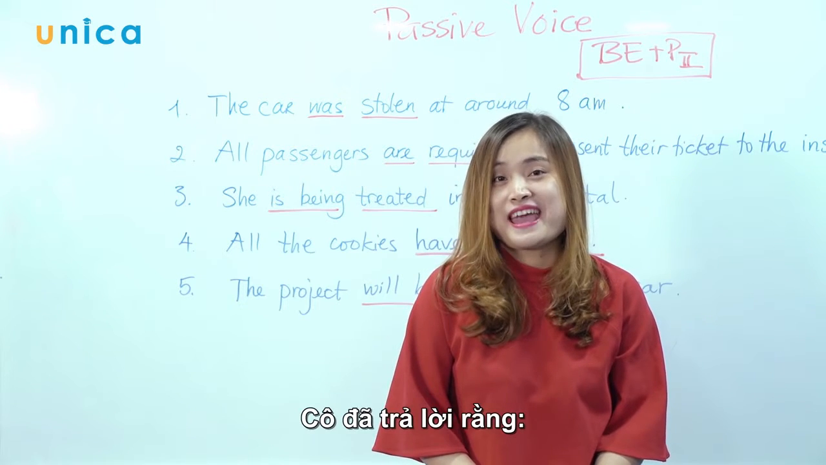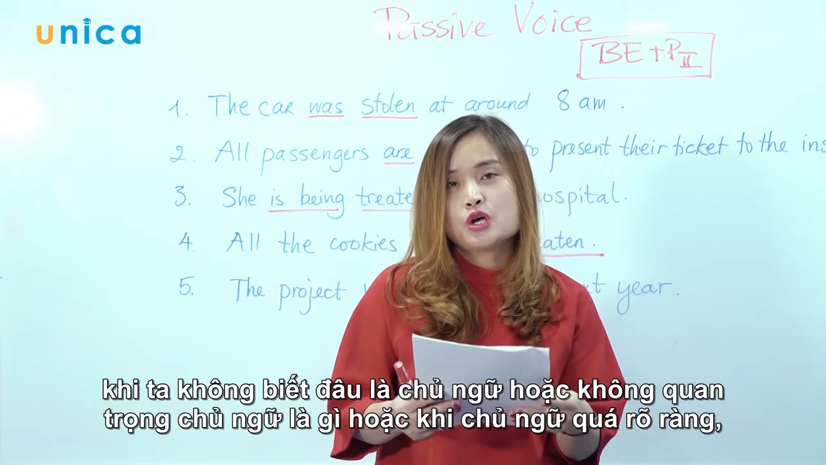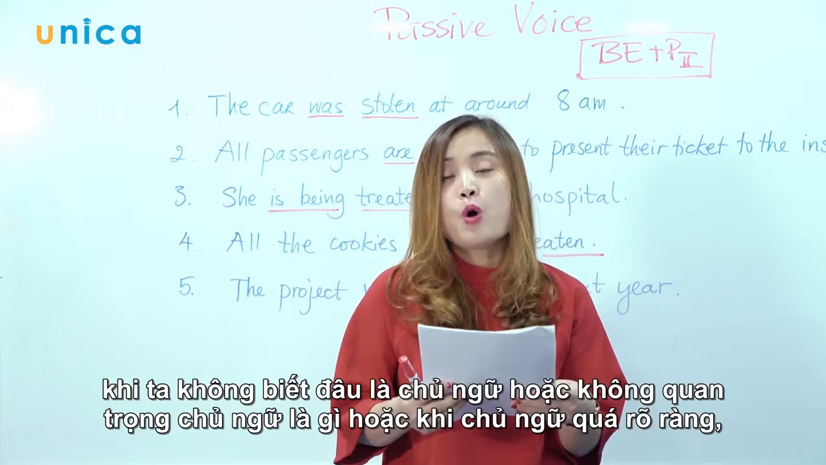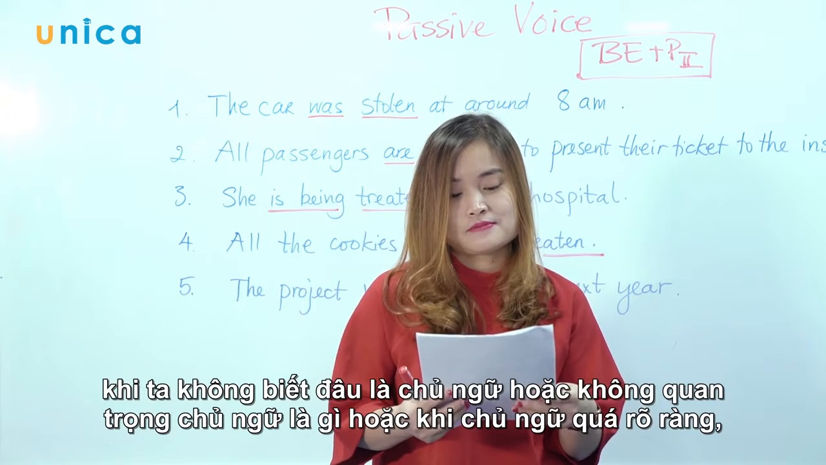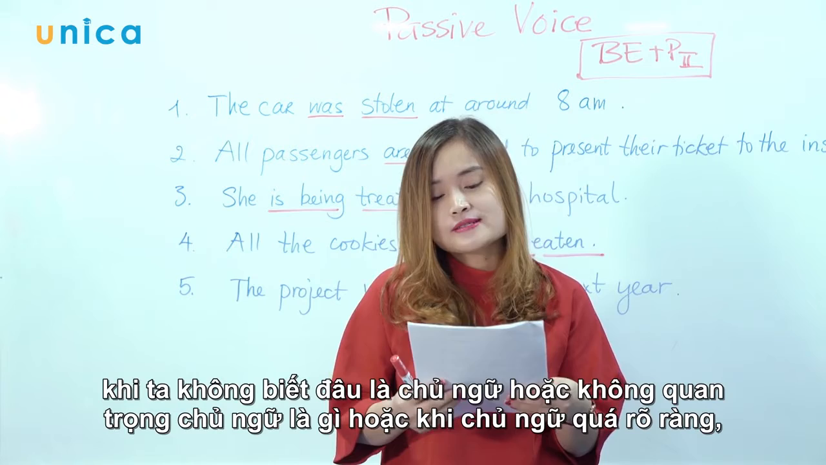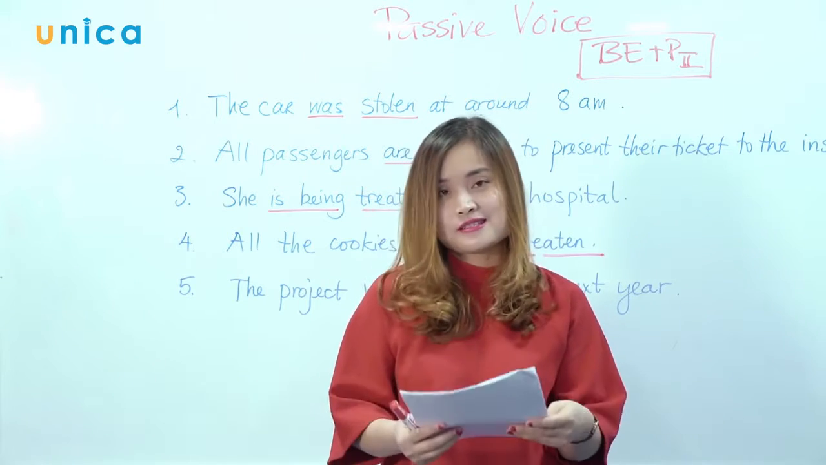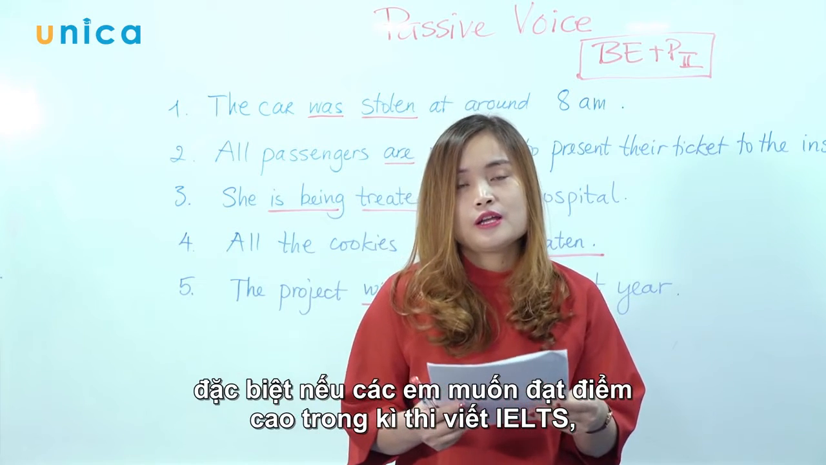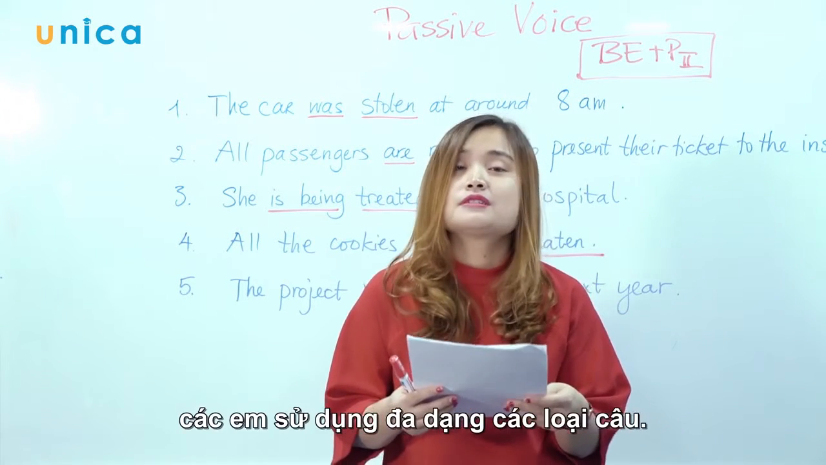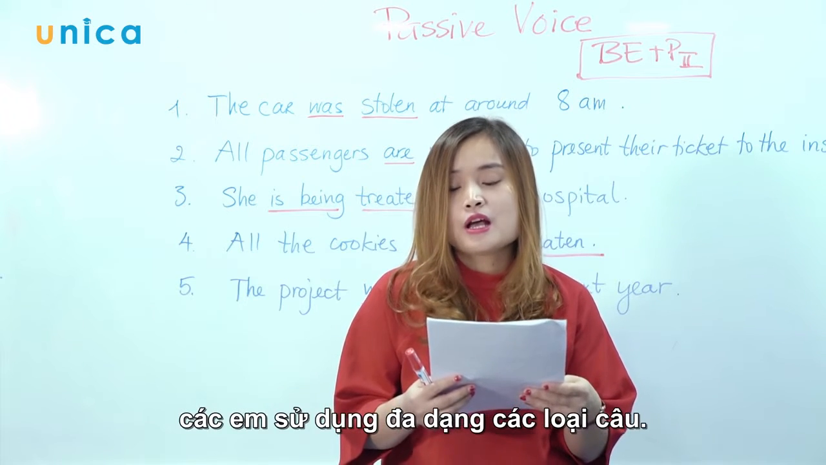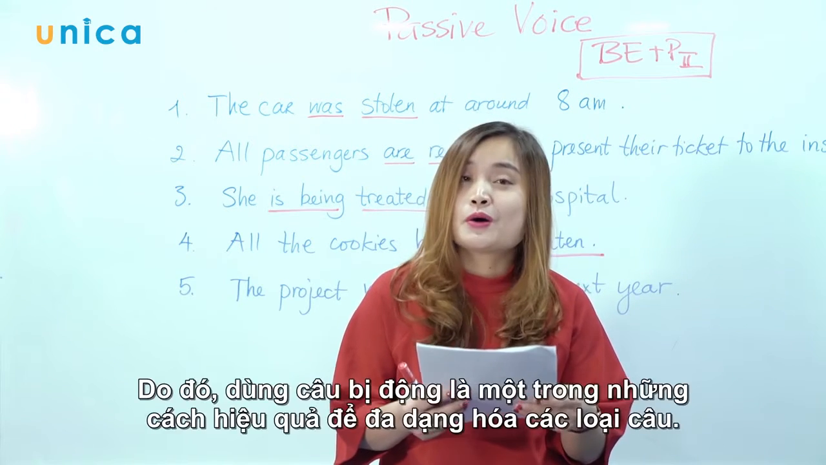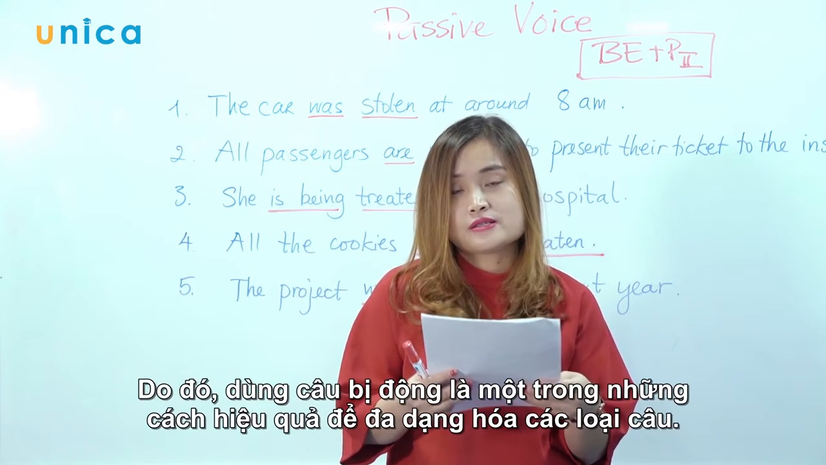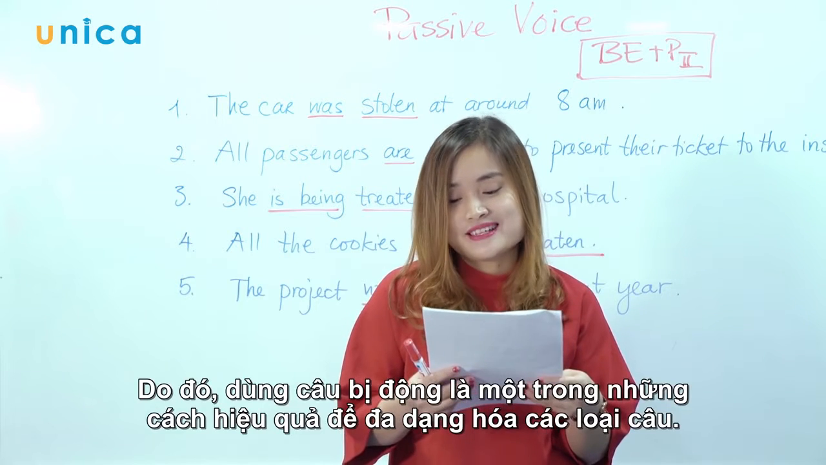Okay, so here is my answer. When we do not know who the subject is, or it's not important who the subject is, or when the subject is obvious, and especially if you want to get a higher score in IELTS writing, you have to diversify or vary your sentence structures. So using passive voice is one of the very effective ways to vary your sentences.